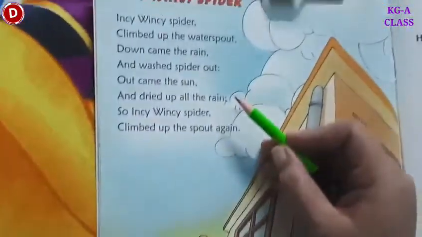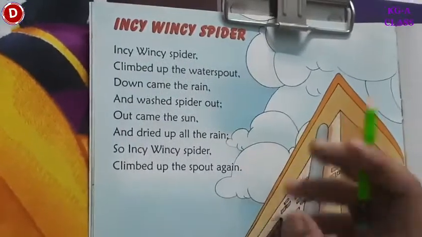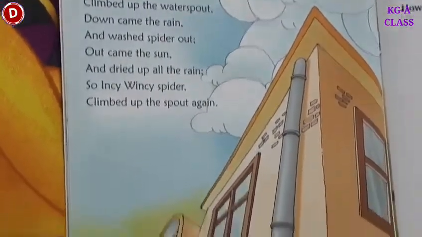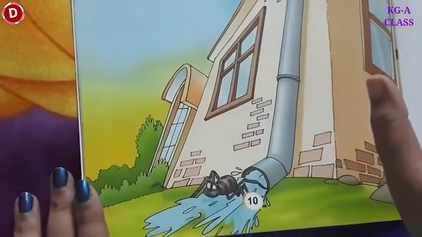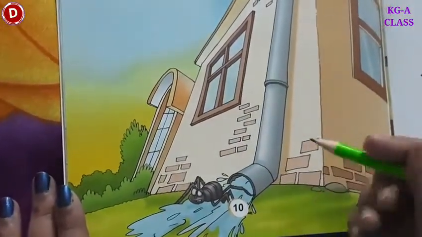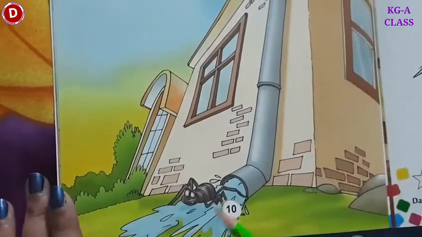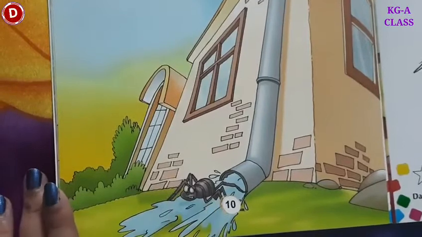Out came the sun. After a while the sun came out and dried up all the rain, all the rainwater dried up. So Incy Wincy Spider climbed up the spout again. Incy Wincy Spider never gives up.